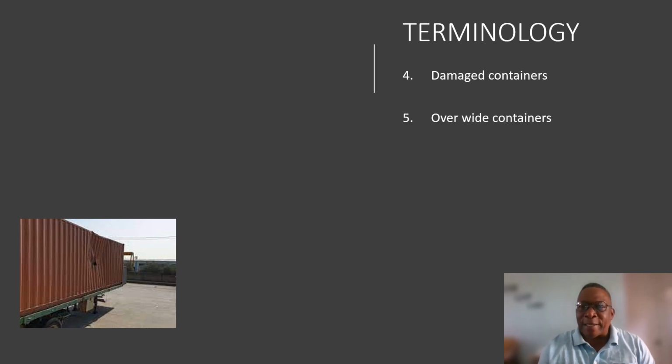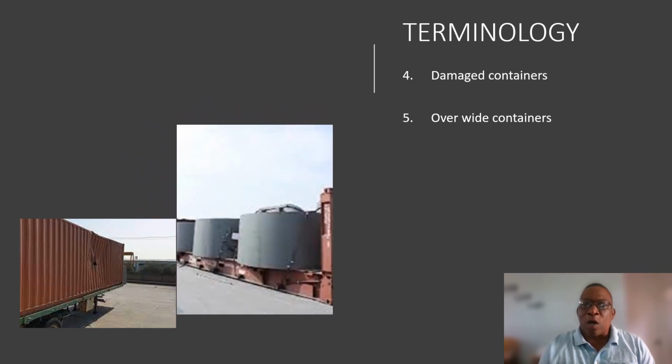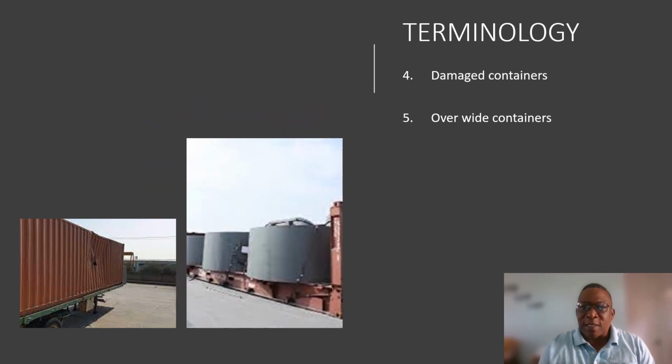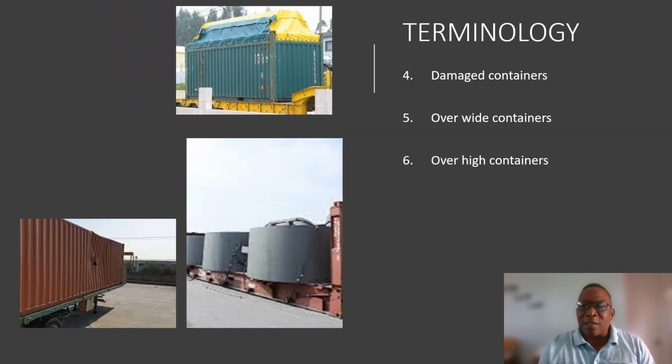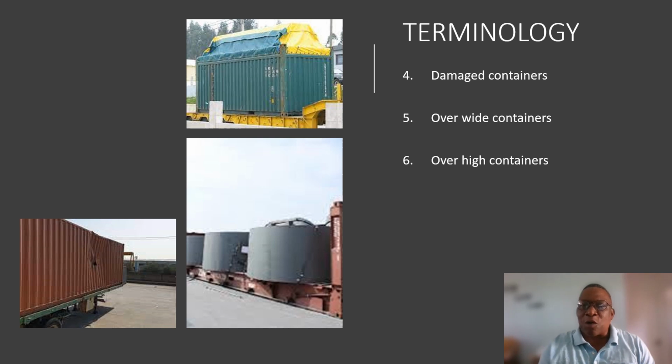5. Overwide containers, lower right. We see where the cargo is extending over the width of the flat rack, so it is also going to need specialized lifting gear to unload. 6. Overhigh containers. Cargo extends above the height of the open top container and will also need specialized lifting gear.